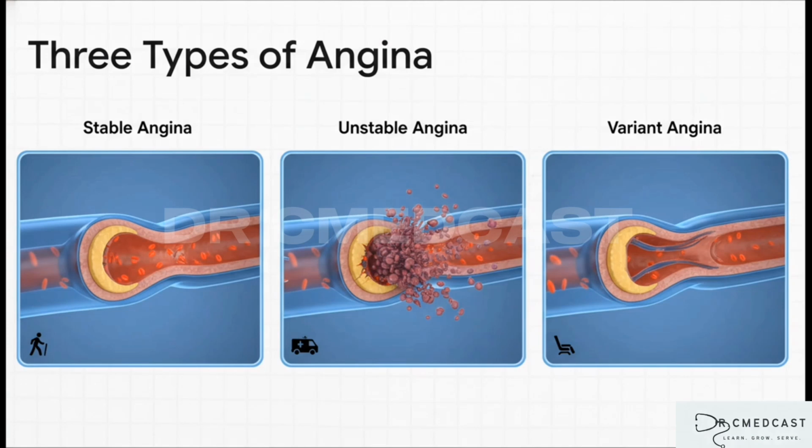Now, here's a really crucial point. Angina is the symptom, but there are different causes. You have stable angina, which is predictable. It happens on exertion because of a fixed blockage. Then you have unstable angina, which is an emergency caused by a plaque that just ruptured. And then there's variant angina, which is kind of weird. It's caused by a random spasm in the coronary artery. You have to know the difference because you treat them differently.